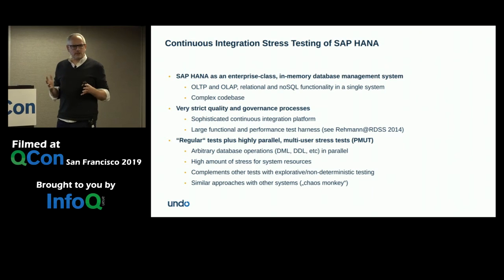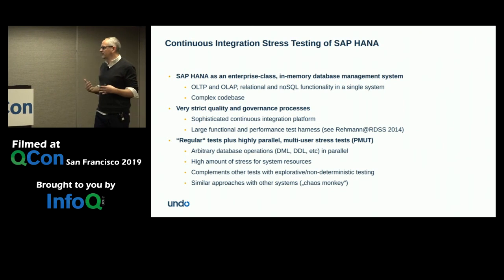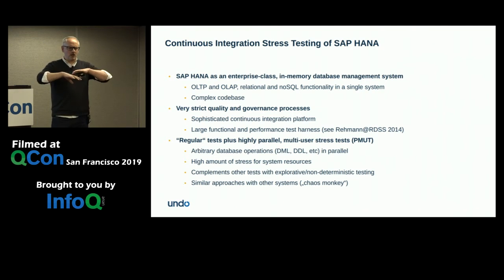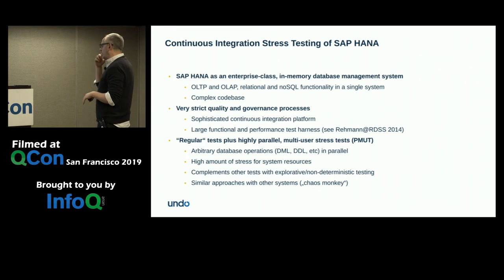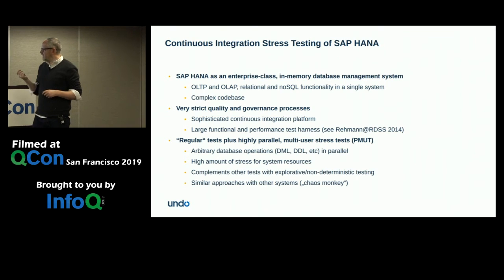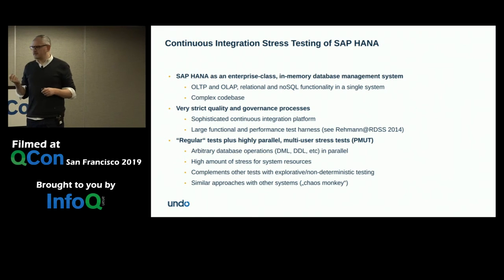So as you can imagine, as you'd expect, as you'd hope, they have sophisticated and extensive testing infrastructure. One of their big things is a thing they call PMUT, Parallel Multi-User Testing. And this is just a whole bunch of clients, hundreds of clients, hammering away on the database, doing random joins and selects and everything else, trying to push the database into these weird, one in a bazillion corner cases that they wouldn't normally see.